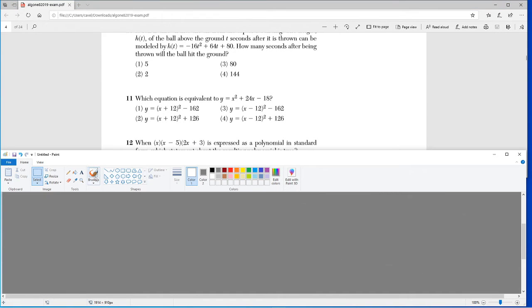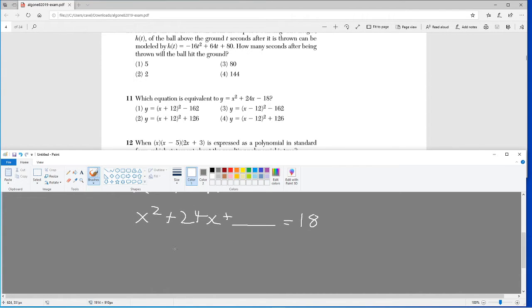Okay. All right. Which equation is equivalent to y is equal to x squared plus 24x minus 18? So here, what they did is they basically completed the square. So let's do exactly that. Completing the square: x squared plus 24x minus 18. We set this equal to 0, okay? We add 18 to both sides, so we get plus 18.